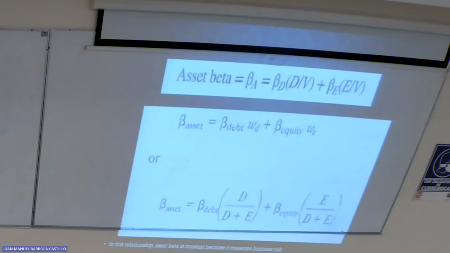Could you repeat what is the relation between asset beta and cost of capital of the company? The cost of capital of the company is the return we expect on the assets of the firm. That return, in turn, depends on the risk of the assets, which is measured by asset beta, which in turn measures business risk. Okay, how risky this business is. So let's see.